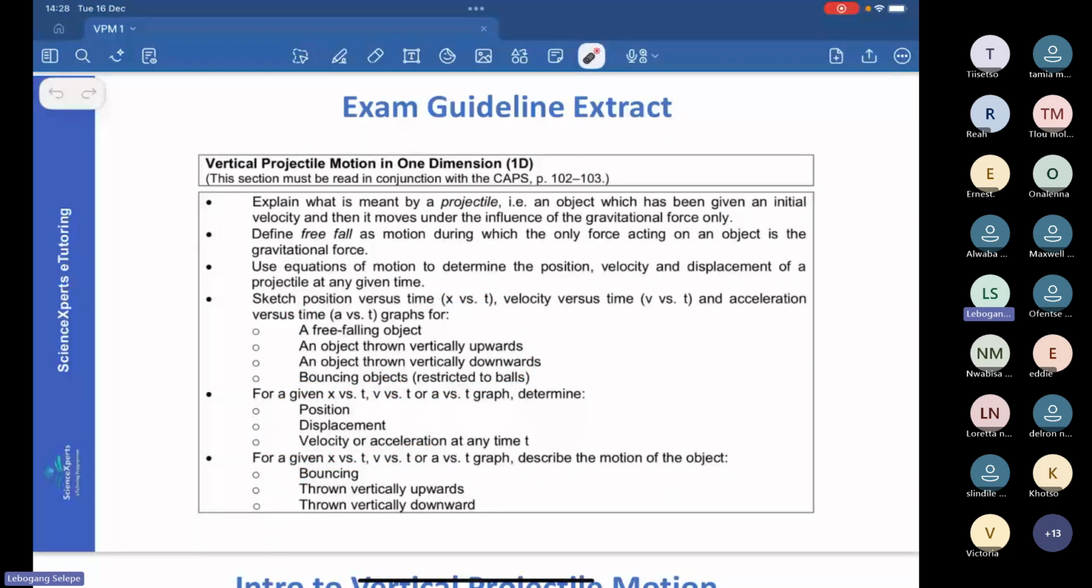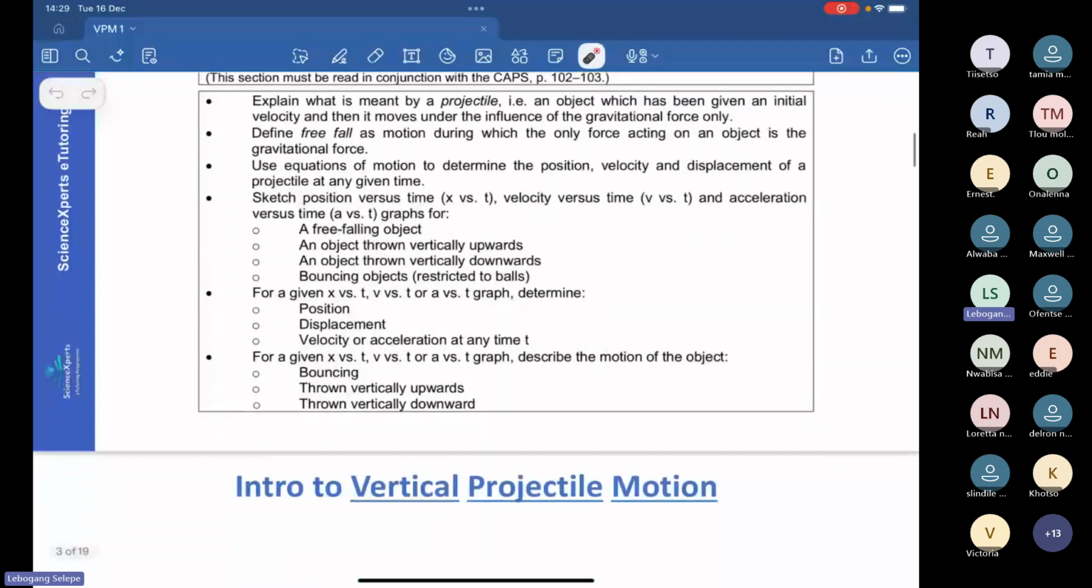Today we won't do bouncing objects as well as hot air balloons. We'll just focus on problems where a ball moves along a path without bouncing, and it's not in a hot air balloon or in a flight or anything. It's just a ball or a stone that has been thrown upwards, right? It's just a simple problem that we're going to be dealing with today. Then tomorrow we will cover bouncing objects as well as hot air balloons if time allows.